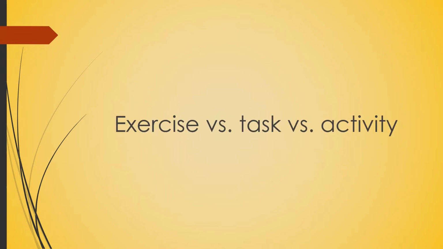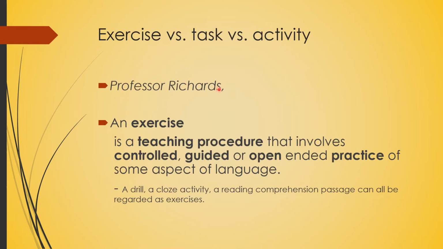So the major question is, what is an exercise, what is a task, and what is an activity? What are the relations or the differences among them? So Professor Jack C. Richards, who is one of the authors of the textbook, says an exercise is a teaching procedure that involves controlled, guided, or open-ended practice of some aspect of language. So whenever we refer to an exercise, we are referring to controlled, guided, and open-ended practice.